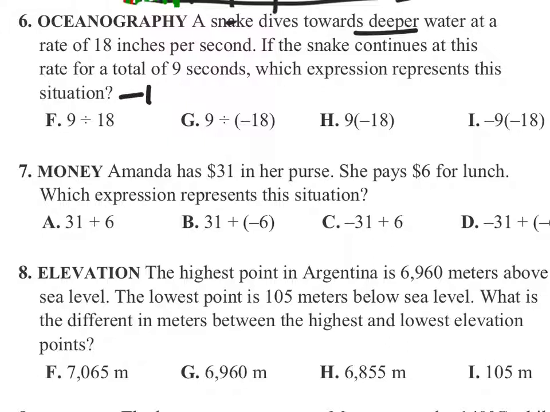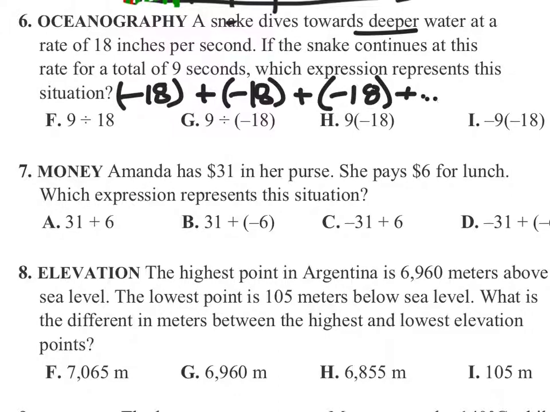So some people would say that you got negative 18, and then that would represent 1 second. And then for the second second, you would add another negative 18, like this. And then you'd add for the third second another negative 18. You'd do this 9 times, okay? Or you can just do negative 18 times. Well, yeah, so this is addition that's repeating the same number. So repeated addition always changes into multiplication, which means that F and G could not possibly be the answers.